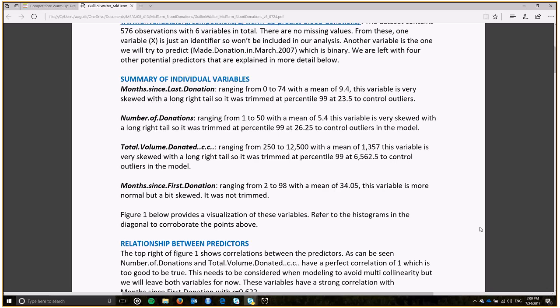I won't cover them in detail because I know you guys have seen them. The main points that I will make, and this will be reinforced in the charts below, is that we have outliers. We don't have normal distributions. So in 3 of those 4 variables I'm going to trim those outliers at percentile 99 to control a little bit my model and the outliers. The only variable that I won't touch is months since first donation.